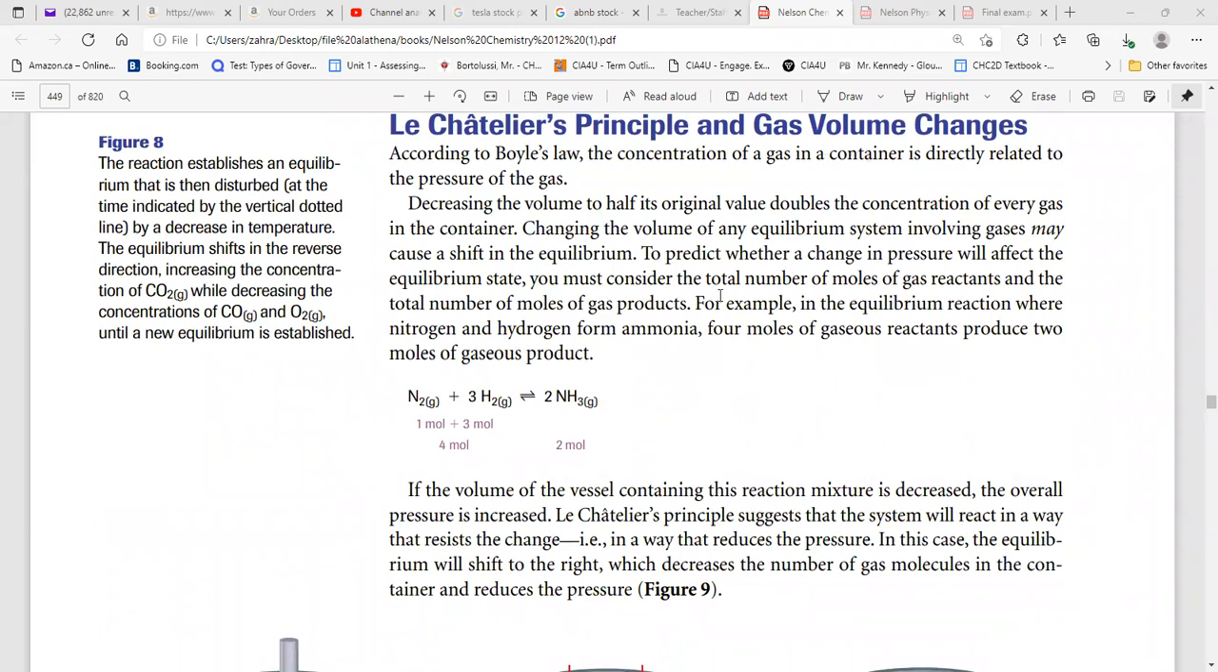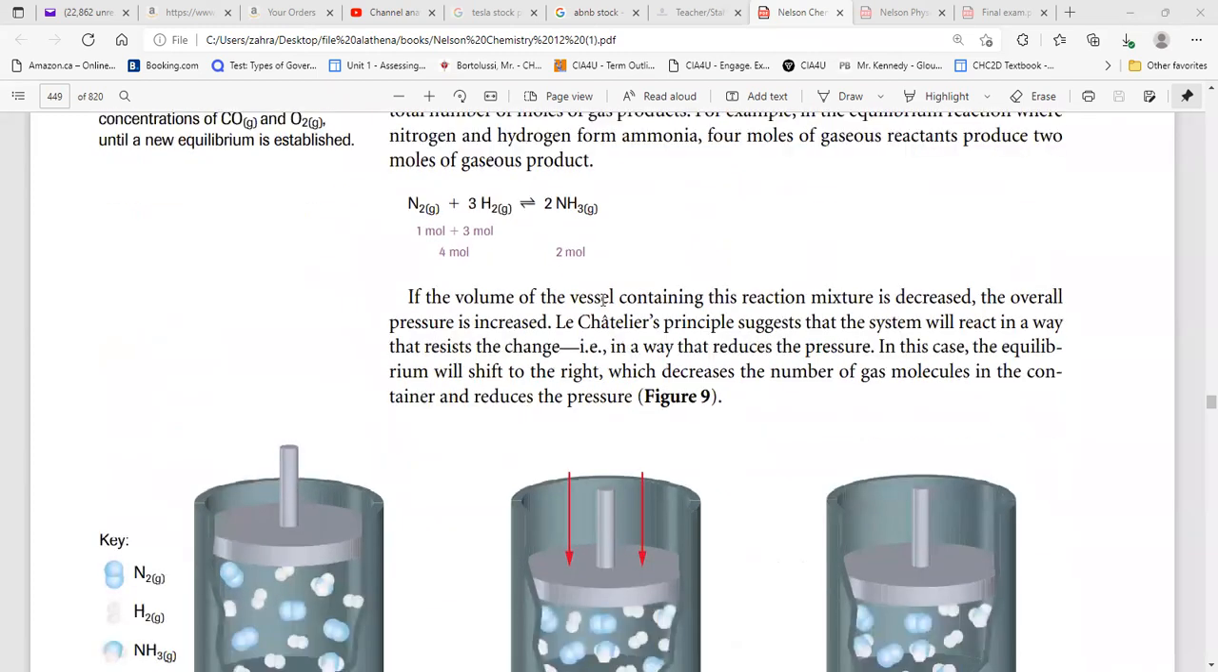What happens when the volume changes? You have to look at how many moles are on the right side and left side. On the left side, you have 3 plus 1, which is 4 moles in total. On the right side, you have 2. If you increase the volume, you have more space, so it would like to be on this side because we can have more moles. If I decrease the volume, I have less space, so it prefers to be on this 2 mole side. So it depends on what you do.